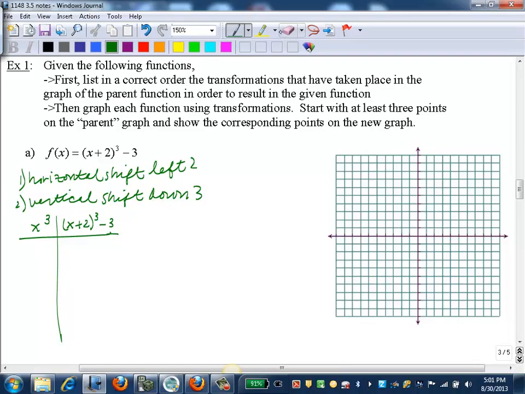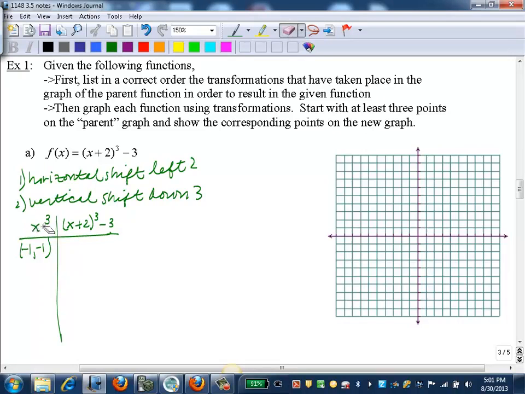Okay, so we're going to start with 3 key points, easy points to generate on an x cubed graph. You don't have to memorize them, you can easily generate them. On all your parent functions, easy key points to plug in, if applicable, would be -1, 0, and 1. You don't have to pick those, but those are easy ones if they work. So I can plug in a -1 into x cubed, so -1 cubed gives me -1. So I've got one point here, (-1, -1).